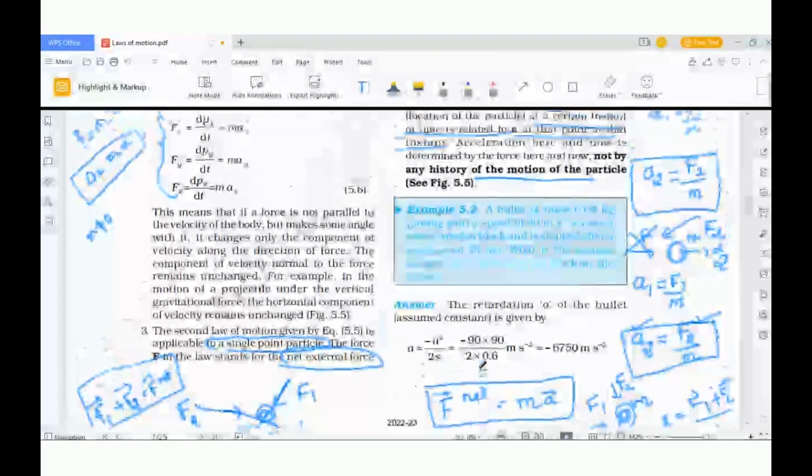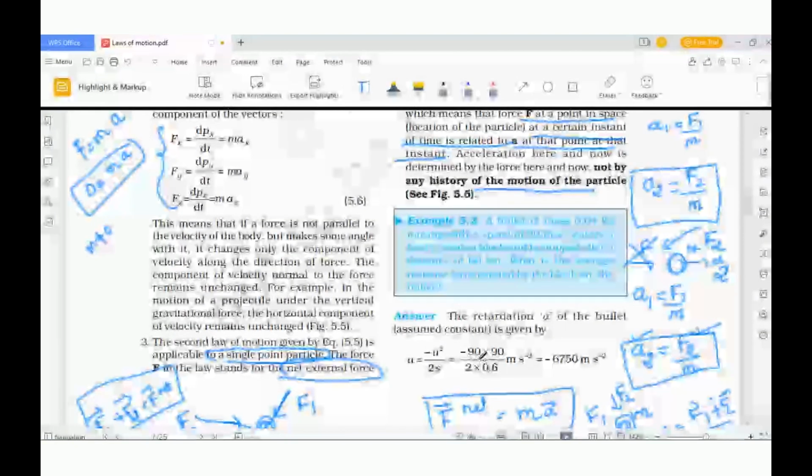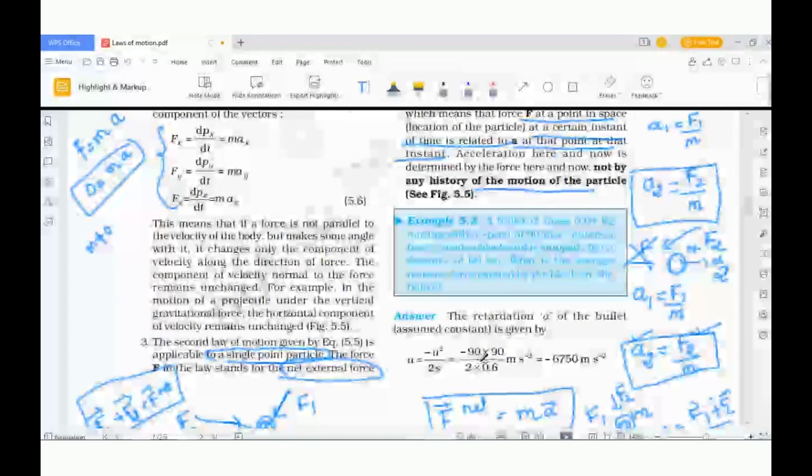Whatever other forces were acting in the past, we need not worry about it. If a force exists in the present moment, we have to consider it. If it is not existing in the present moment, you ignore it. That's all. Okay? Yes, ma'am.